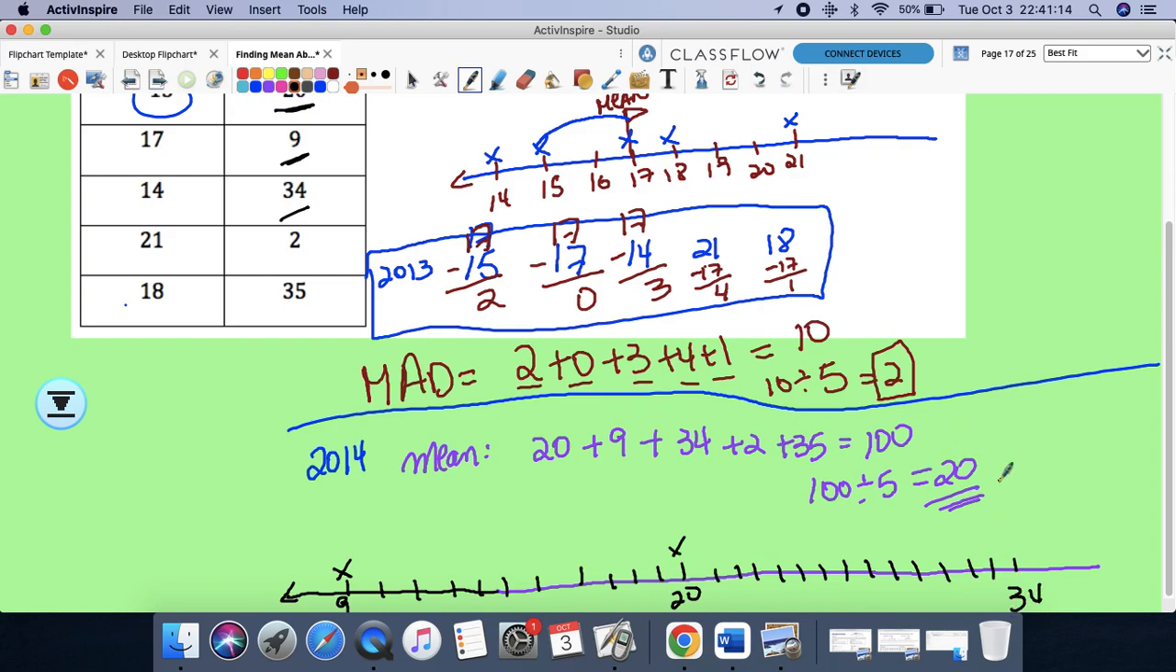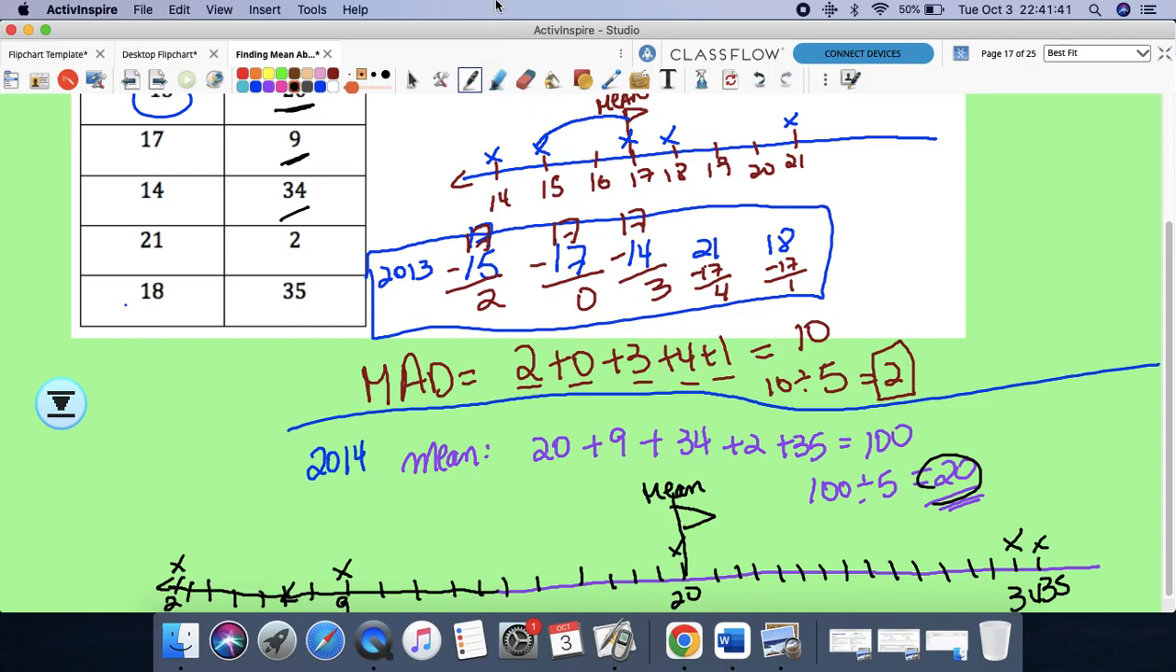You don't have to do this number line. I'm just showing. So there's a 34 there, and I forgot, there's a 2. 9, 8, 7, 6, 5, 4, 3, 2. Right here, there's a 2. And then there's a 35. What is our mean? Our mean was 20, right? So I'm going to put a flag, and I'm going to write mean.